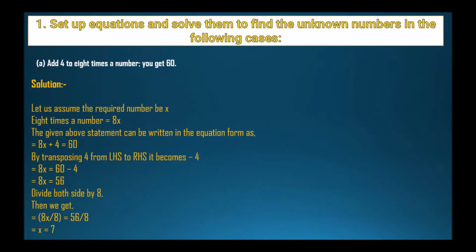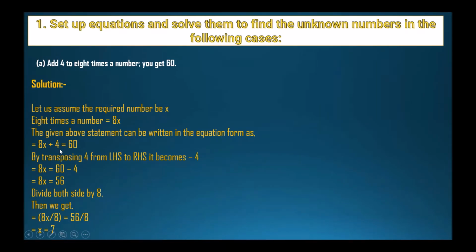Add 4 to 8 times a number, you get 60. In this, first we will assume the required number we want is x. Now 8 times a number means 8x. The given statement can be written in equation form as we have to add 4 to 8 times a number, that means 8x plus 4. So we will get 60, that is equal to 60. So the equation will be 8x plus 4 equals 60.